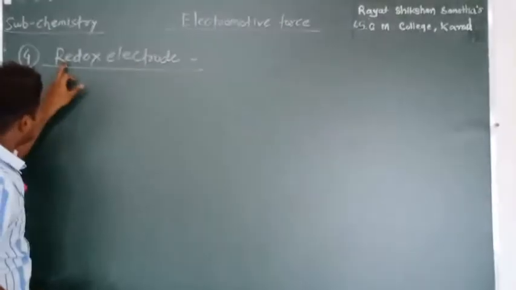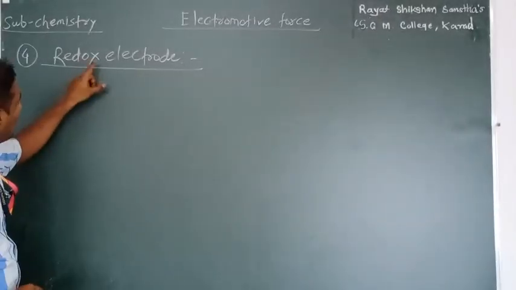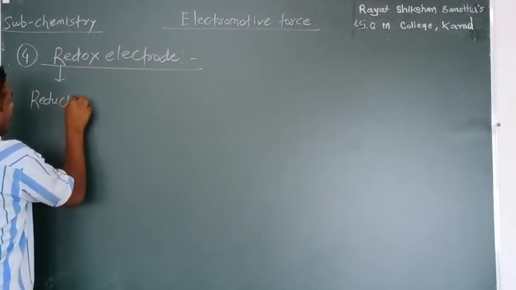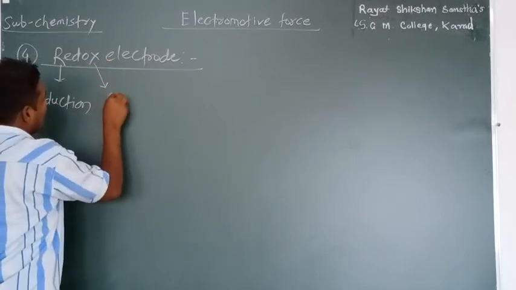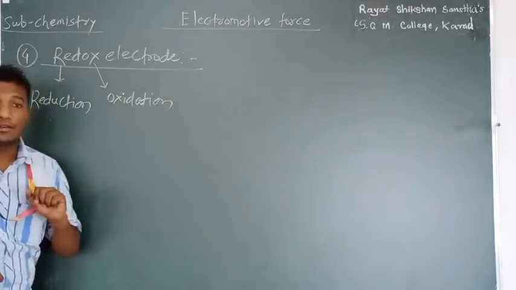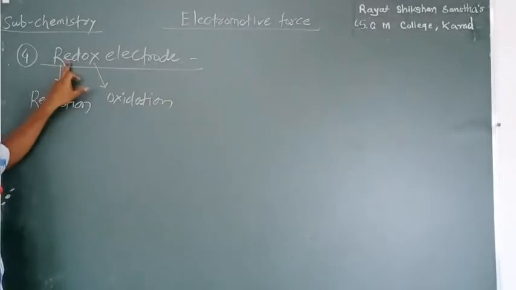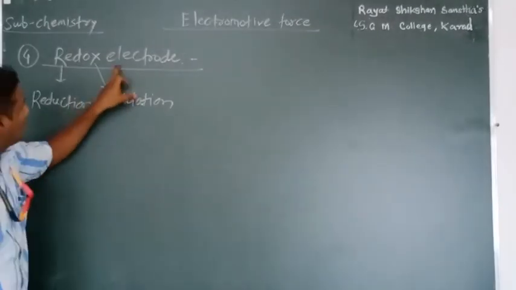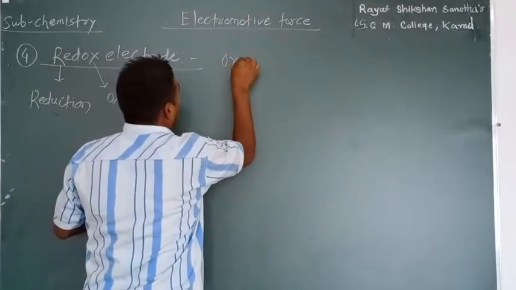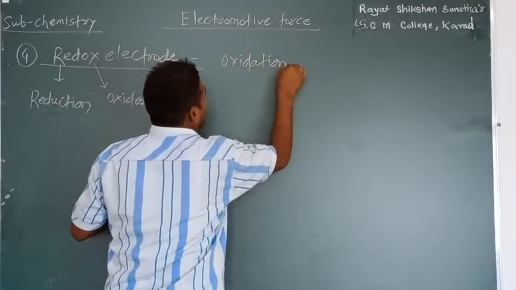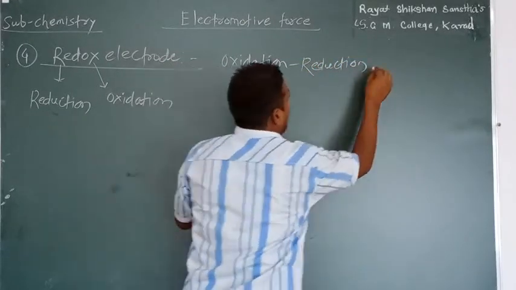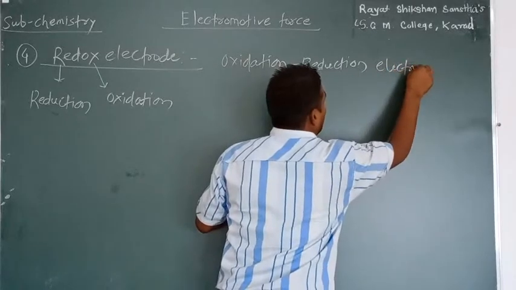Here RED stands for reduction and OX stands for oxidation. Are you getting what I am saying? Redox electrode: RED stands for reduction, OX stands for oxidation. Hence it is also called the oxidation reduction electrode.